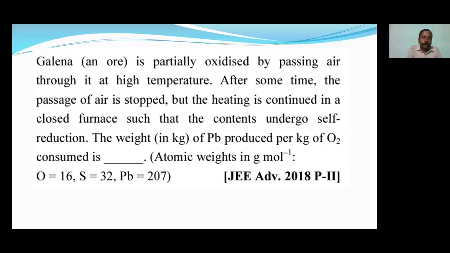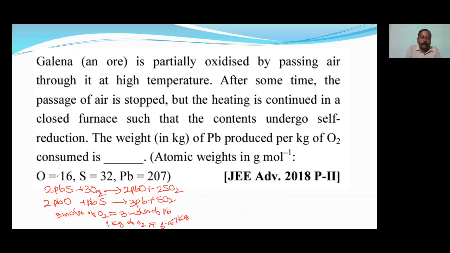Next, galena is partially oxidized by passing air through at high temperature. After some time the air passage is stopped, but heating is continued. That means first calcination, then roasting, so that all the content undergoes self-reduction. The weight in kg of lead produced per kg of O2 consumed is, galena being lead sulfide, PbS.